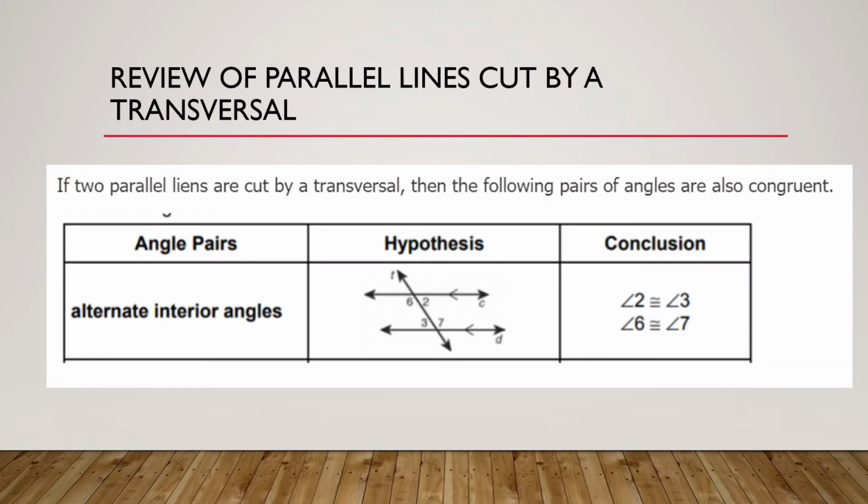So first we're going to review parallel lines cut by a transversal. Just remember the only one we're going to review is alternate interior angles. It says if we have parallel lines cut by a transversal, the angles that are on opposite sides of the transversal but inside the parallel lines are congruent. So for example, angles 2 and 3 are congruent and angles 6 and 7 are congruent. We're going to use that in our lesson today.